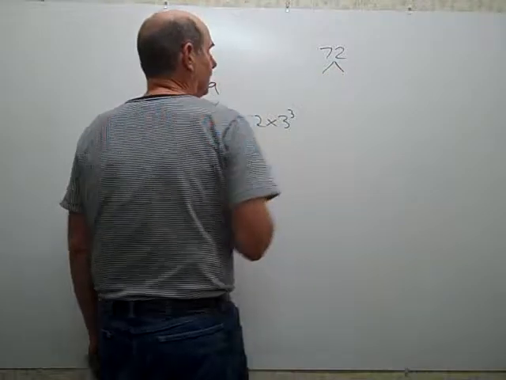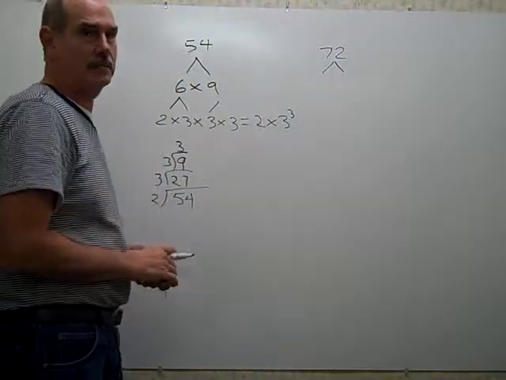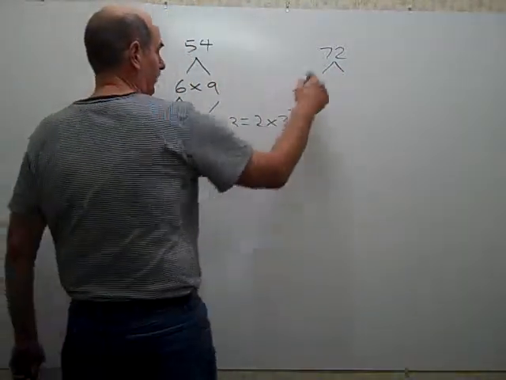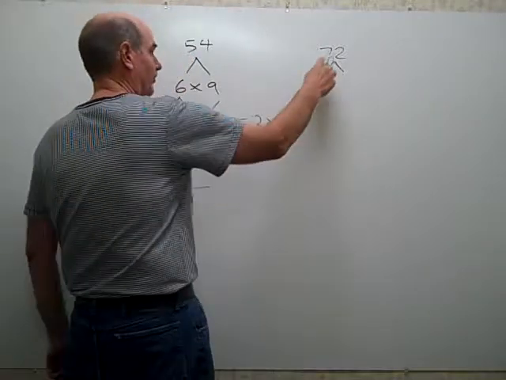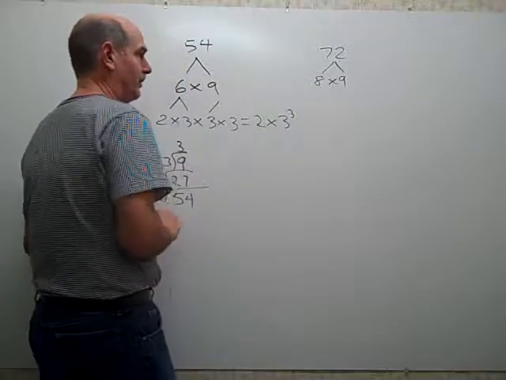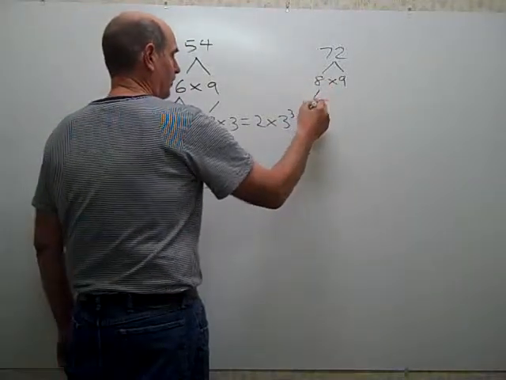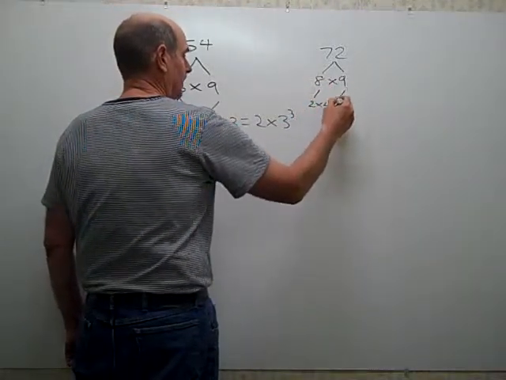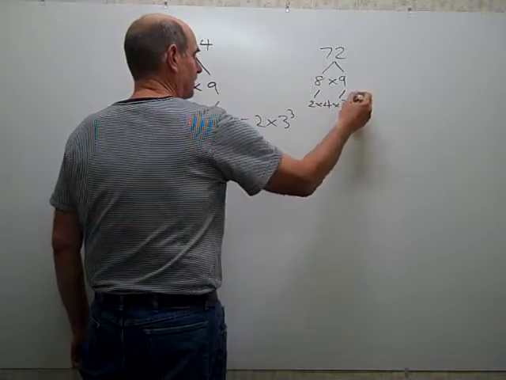And again, I'm going to think of two numbers that are as close together as I can get them, which would be 8 times 9. We know 9 works for 72 because 72 is 8 times 9. And you probably know that multiplication fact: 8 times 9 is 72. 8 is 2 times 4. And 9 is 3 times 3.